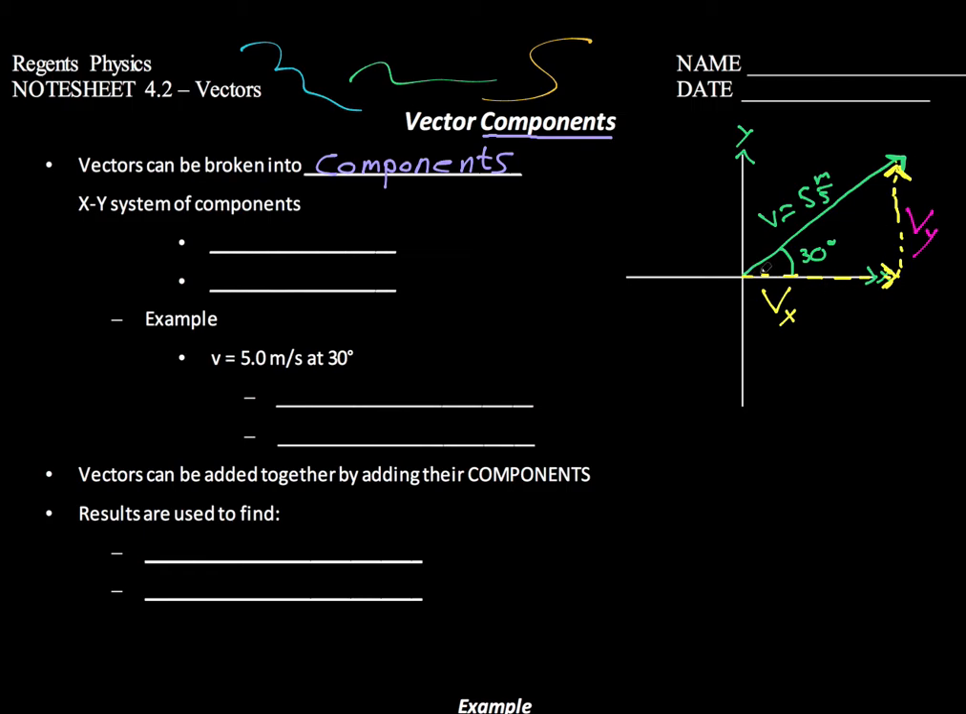Now if I want to find the length of this v sub x, this x component, this leg of the triangle that we've created, I can use some basic trigonometry that we're familiar with to do that, right? So I'll write down our acronym, SOH CAH TOA.